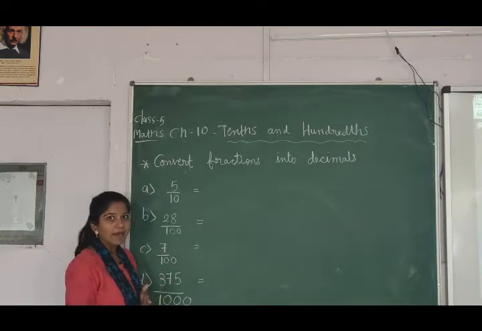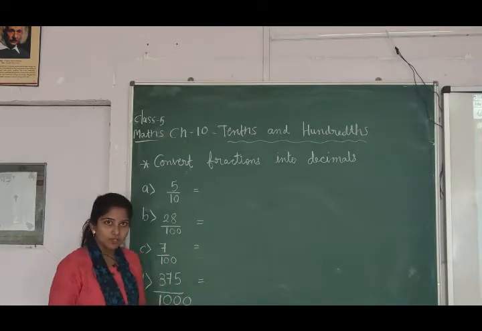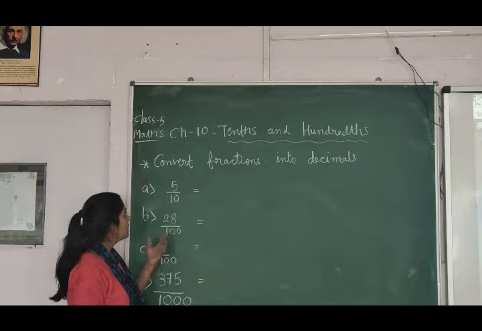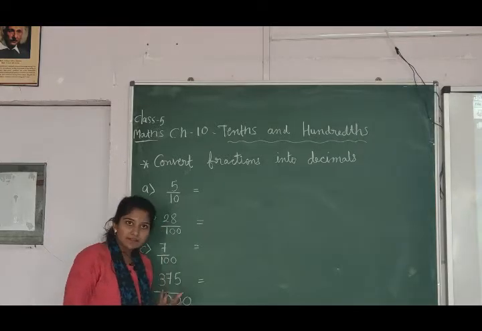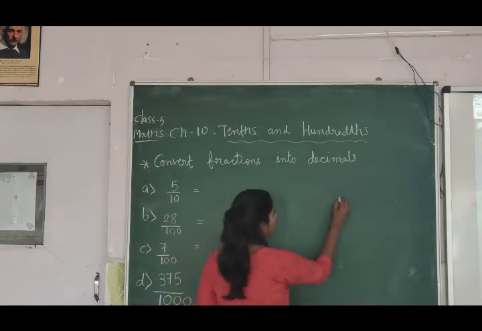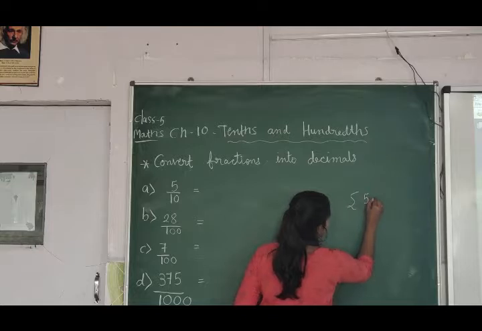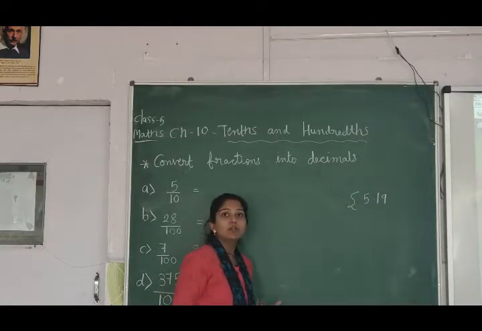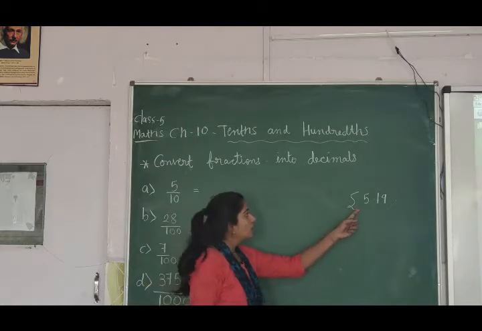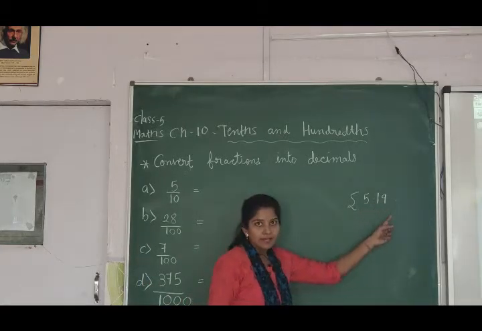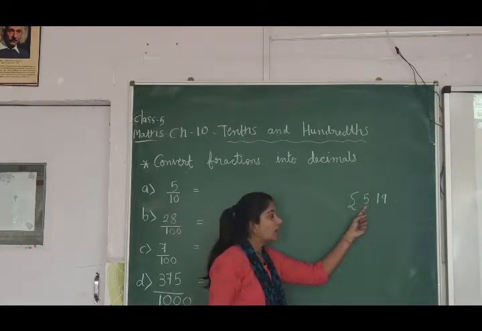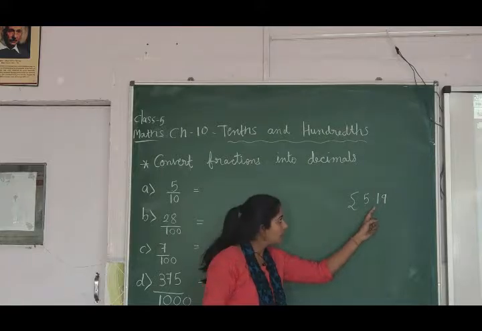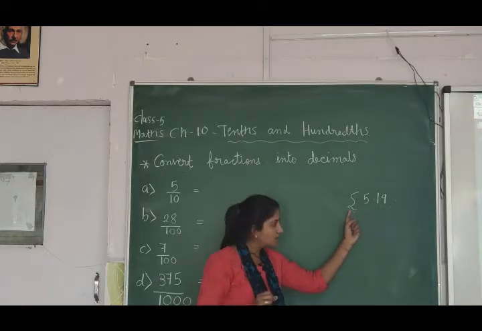For chapter number 10, tens and hundreds, you have learned about whole numbers and fractions. You have learned about parts and whole numbers. For example, how to read decimal numbers. That also I taught you: 5.19 is written. So how will you read this number? 5.19, because this 5 is the whole number and 19 is the part of this 5.